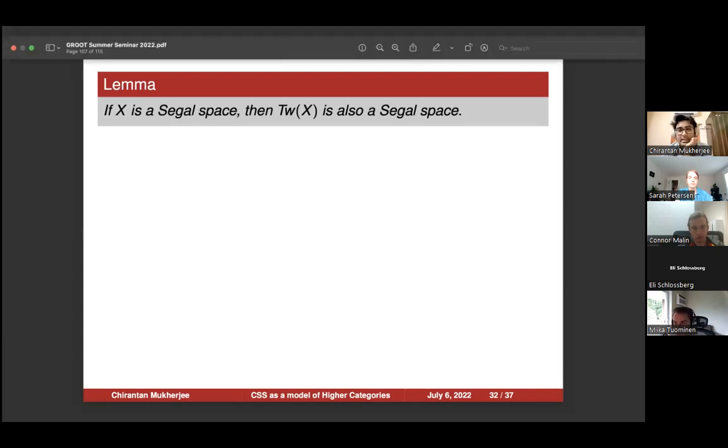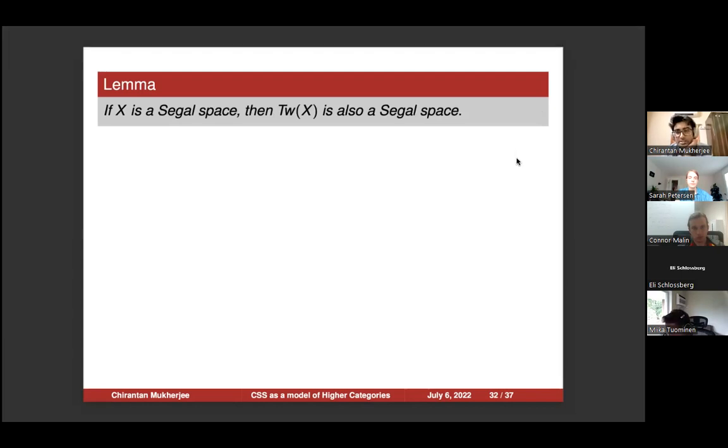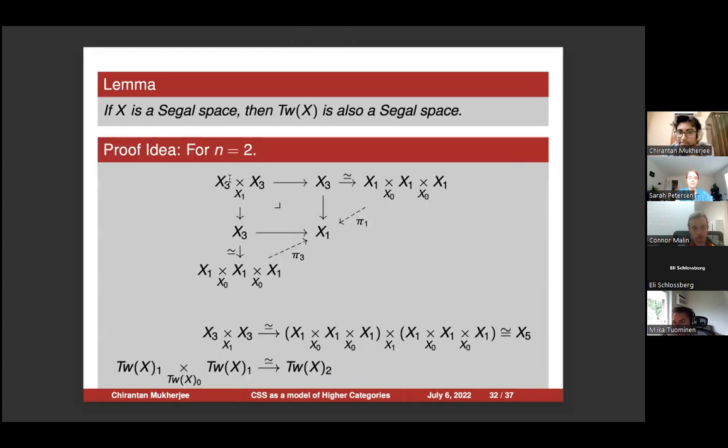Next, we need to show that if X is a Segal space, then the twisted arrow of X is also a Segal space. So we have the following homotopy pullback diagram, where X3 times X3 joined over X1 can be written as the following pullback, where we have 2 maps to X3, which are joined along to X1. Now, since X is a Segal space, X3 is equivalent to the product of 3 copies of X1 joined along X0, which can be projected to the internal X1 by the third and the first projection map, where we are identifying this last X1 with the first X1 here.